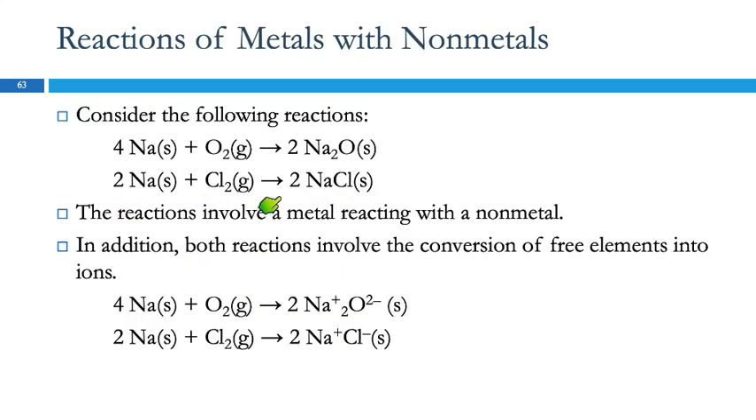So that's what we just looked at, sodium plus chlorine to make sodium chloride. We can also have sodium reacting with oxygen. That'll make sodium oxide. So this is a metal reacting with a nonmetal.